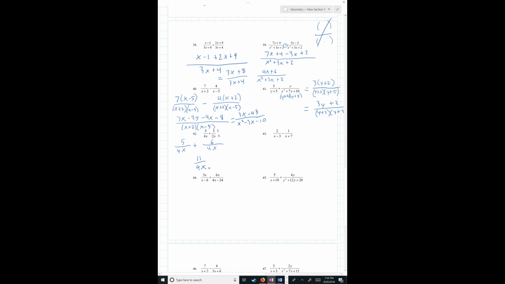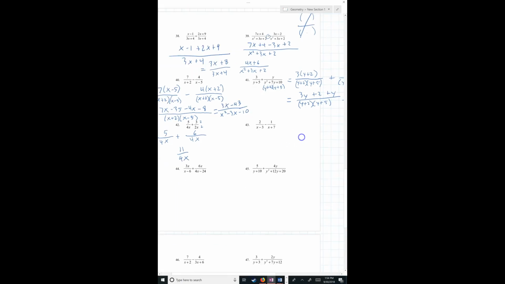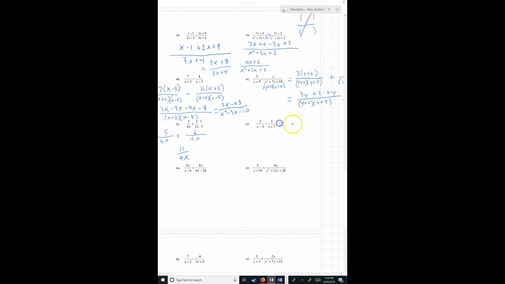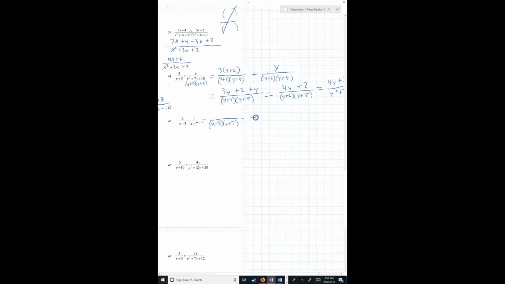Okay, here's another one that's, again, pretty straightforward with the factors. The common denominator is going to be x minus 3 times x plus 7. For the first one I can multiply top and bottom by x plus 7, so that would be 2x plus 14. Hope that's okay, I just did that in my head. And then for this one, I have to multiply top and bottom by x minus 3, so I'll just put x minus 3 in there.